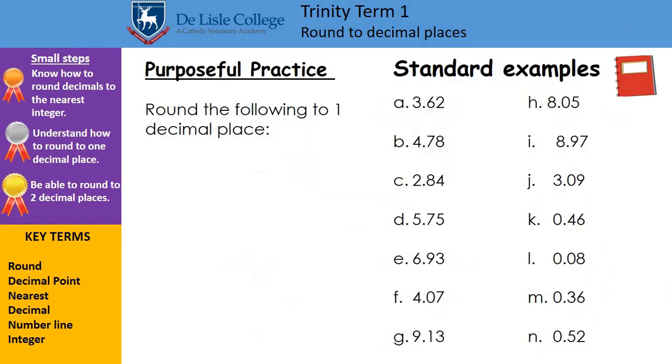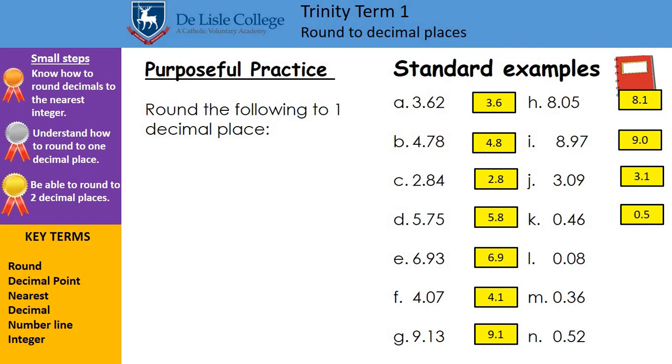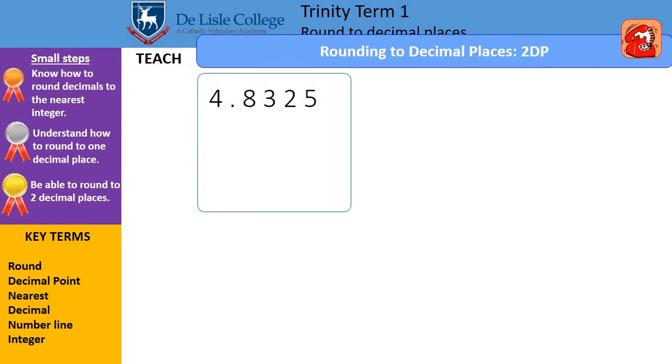Right, brilliant. Have a go at these questions here, please. Please pause the video as you do this. Right, lovely. So you should have 3.6, 4.8, 2.8, 5.8, 6.9, 4.1, 9.1, 8.1, 9.0, 3.1, 0.5, 0.1, 0.4 and 0.5. Brilliant. Right, now rounding to 2 decimal places, so our gold criteria here.